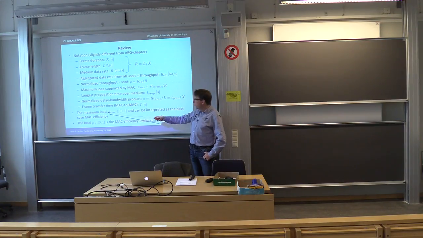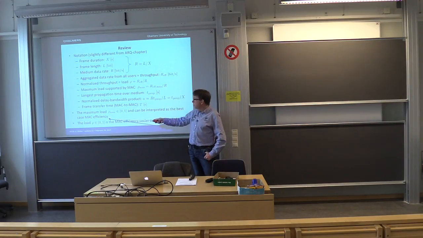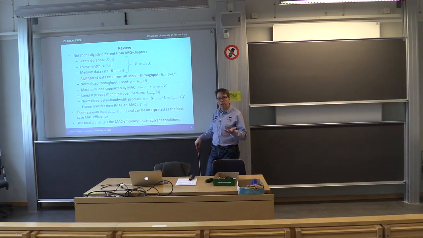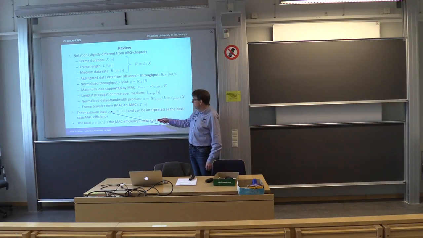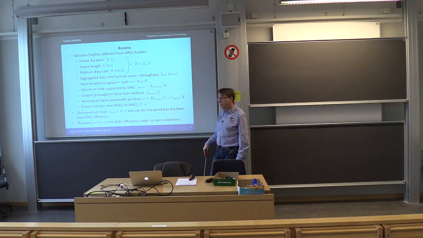Now the maximum load, rho max, is a number between 0 and 1. And it can be interpreted as the best case efficiency of the medium access method. That's the maximum load the medium access method can handle. So we can think of rho max also as some type of measure of efficiency of the medium access control method that we're using. And this differs from method to method.